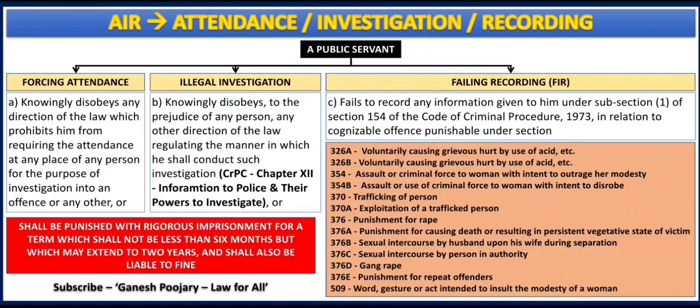So basically what we need to understand is, if a public servant forces attendance of those who should not be forced to be there in the station, as discussed under section 160 of CrPC, then he is punishable. Or if he or she is conducting illegal investigation or prejudiced investigation, that is a punishable offense. Or if he or she fails to record, as under subsection 1 of section 154 of CrPC, the list of offenses already given under 166A, such a failure is a punishable offense. All of these are punishable offenses. Here we need to understand two very important sections from CrPC, that is section 154 and section 160, which I am going to discuss in my next two slides.